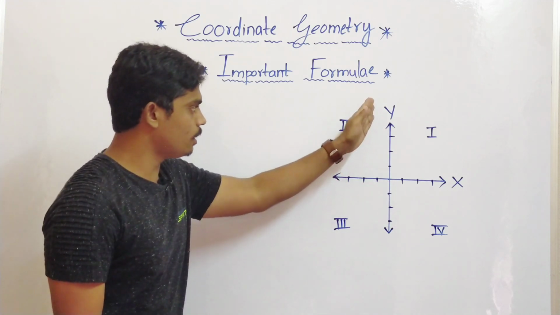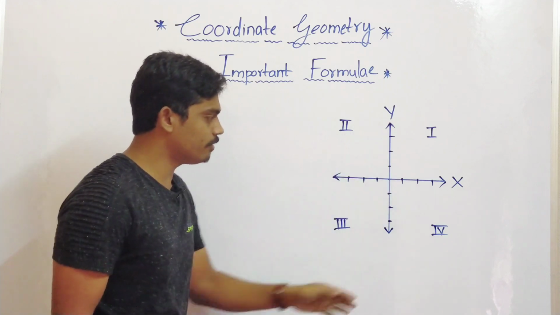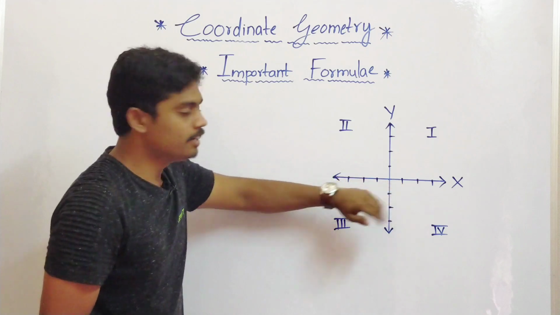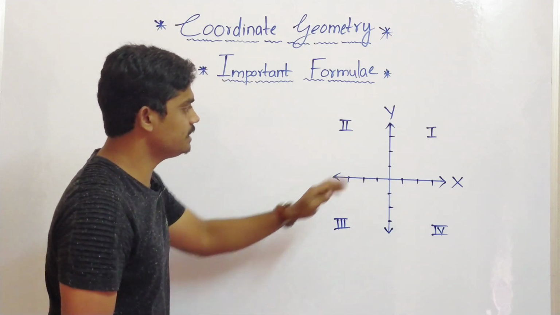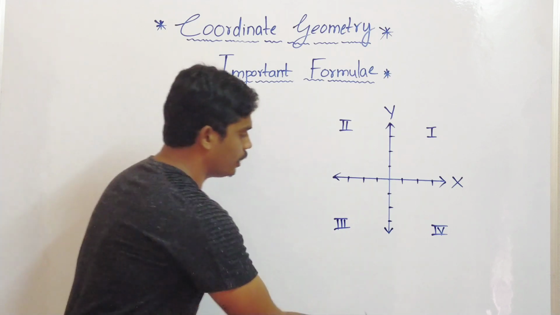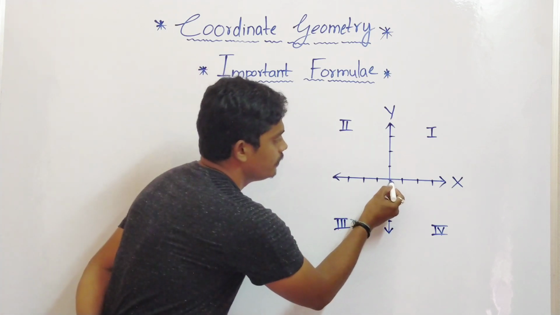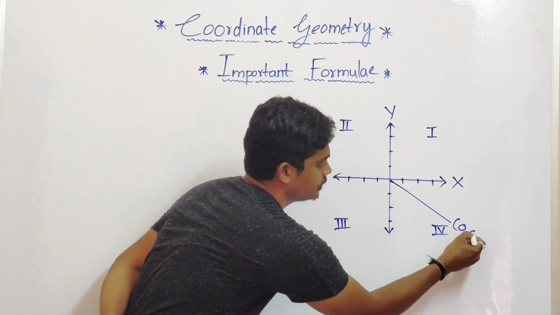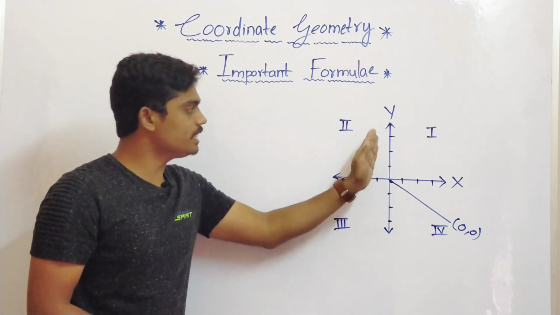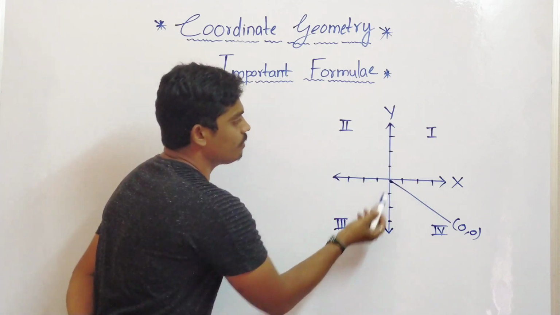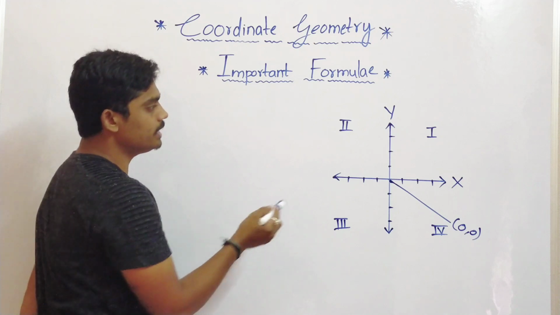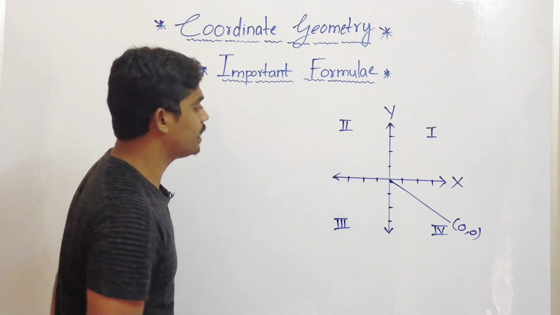See friends, let us draw two lines. One is horizontal and one is vertical on a coordinate plane. Now this horizontal line we will consider as the x-axis and the vertical line we will take as the y-axis, and the joining of these two lines we will take as the origin, which is (0, 0). And by drawing these two lines we are dividing the plane into four equal quadrants: first, second, third and fourth quadrants. Now let us understand the importance of these quadrants.